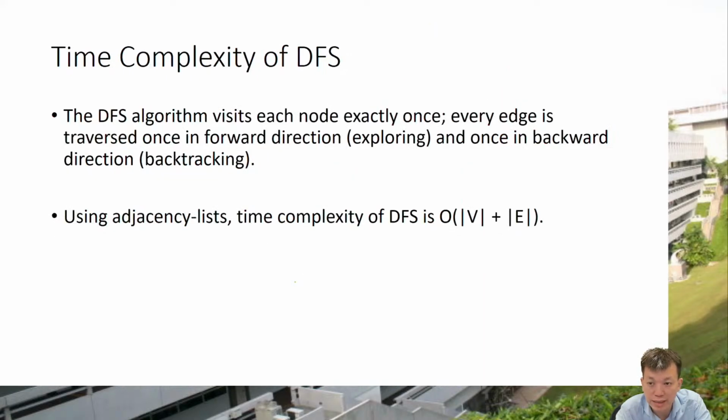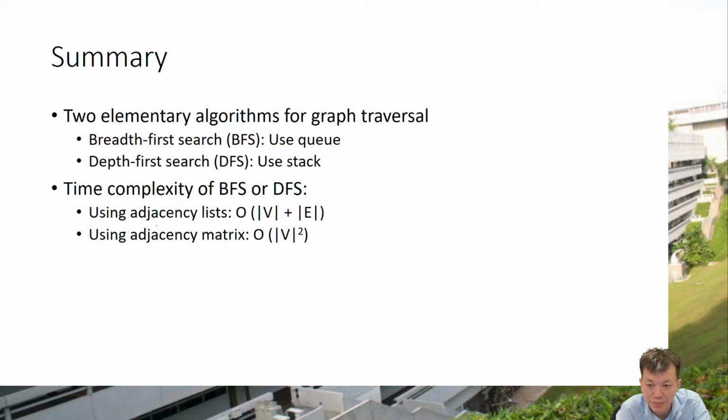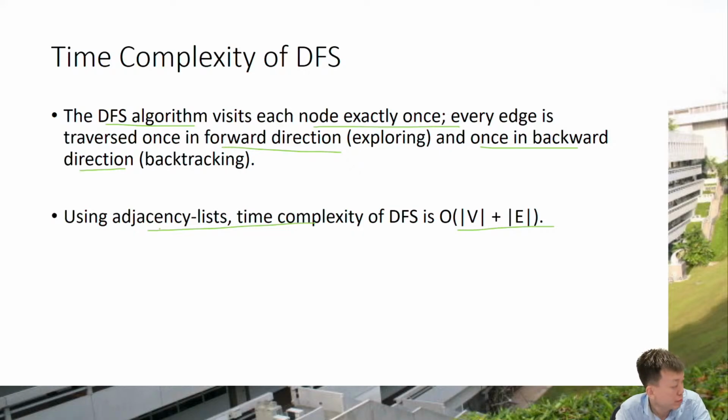So that is the depth first search. Same thing, each node is visited once only. That's the purpose we want. Then each edge is traveled forward once and then backtracked once. Using the adjacency list, same thing, your complexity will be the number of vertices plus the number of edges. Then for the adjacency matrix, it will be the same thing.